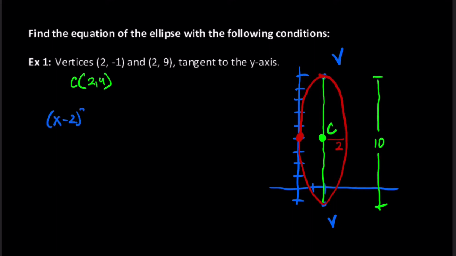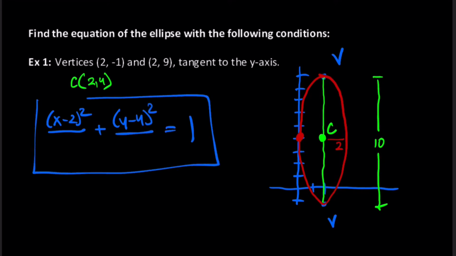X minus 2 squared. I'm getting this information from the center. Once you get the center, you can get the top of each fraction, plus y minus 4 squared over something equals 1. This will be my equation. What I need to do is get this number, which will be the x pull squared, and then that number, which will be the y pull squared.